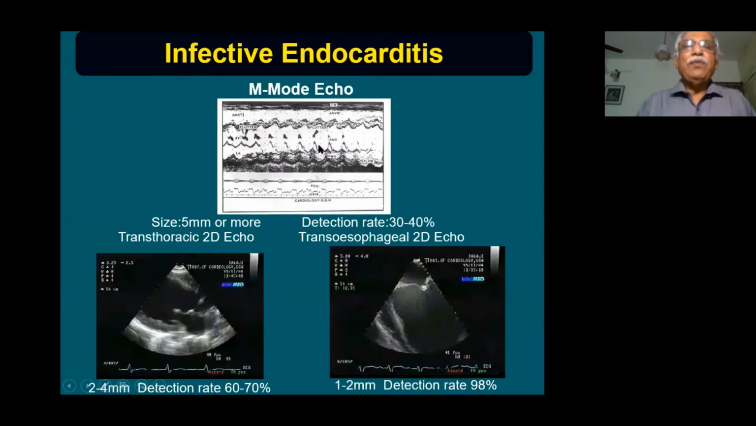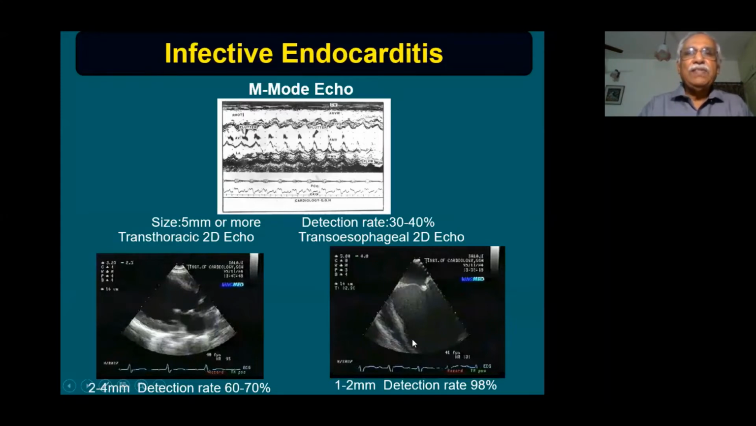The detection of vegetations by M-mode echocardiogram has been described even in the 1970s. By M-mode echocardiogram, usually larger vegetations of about 5 millimeters or more are identified, and the detection rate is about 30 to 40% of patients with vegetations. Whereas with the two-dimensional echocardiogram, even vegetations of the size of 2 to 4 millimeters are often picked up, and the detection rate is about 60 to 70%.